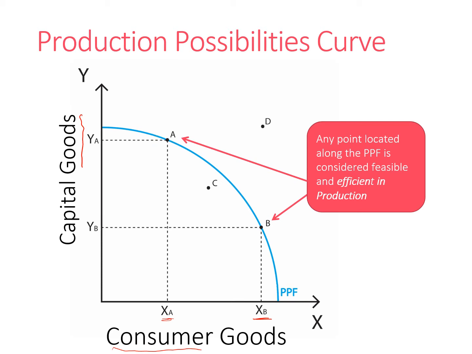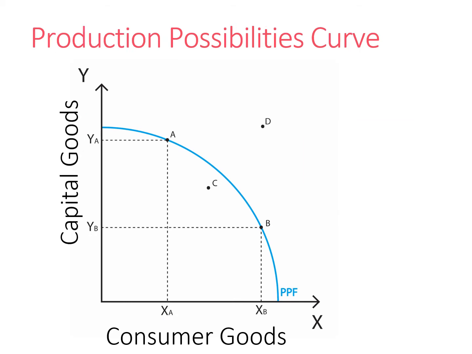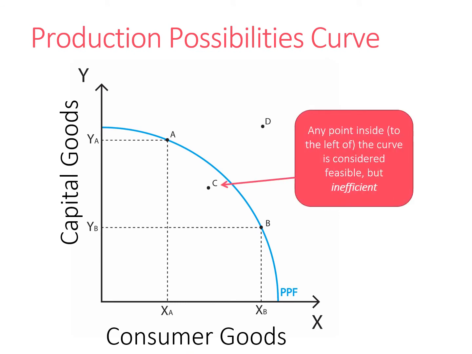Okay. Now, you'll also notice a few other points on here, like for example, point C. Okay. Now, point C is to the left of our production possibilities curve. That means that it's considered feasible, so it's possible to produce at this level. I could just mark it out here. Okay. Like we could produce, let's call this YC and XC of this good. But the problem is that we're not utilizing all of our resources, because you'll notice that point C does not touch the production possibility frontier.